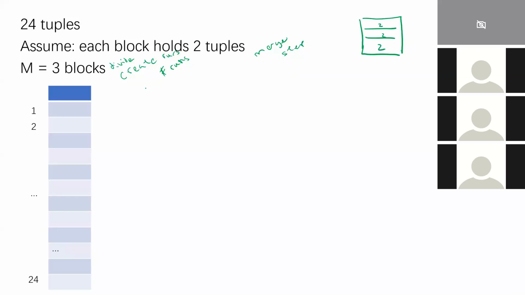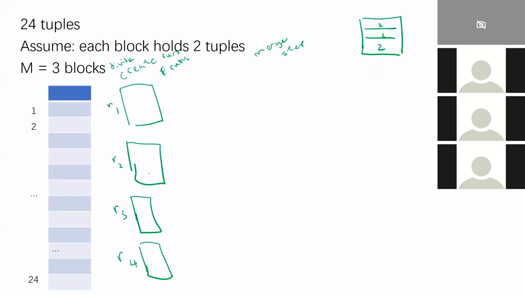So how many runs will we have? We have 4 runs of 6 tuples each. So this is the divide step. Inside here will be tuple 1 to 6, 7 to 12, 13 to 18, 19 to 24.